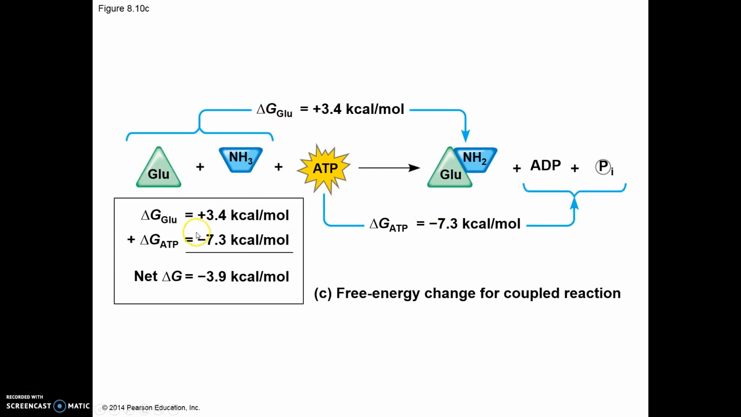So if you look at the net energetics of this, ATP to ADP is minus 7.3 kilocalories. This original reaction was plus 3.4 kilocalories per mole. This gives us a net negative delta G of 3.9 kilocalories per mole. So this reaction is now favorable because we've coupled it.